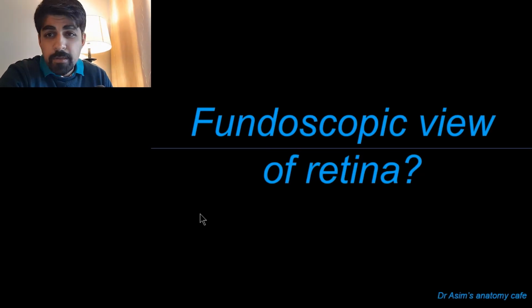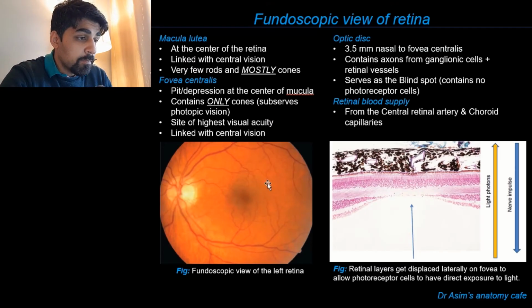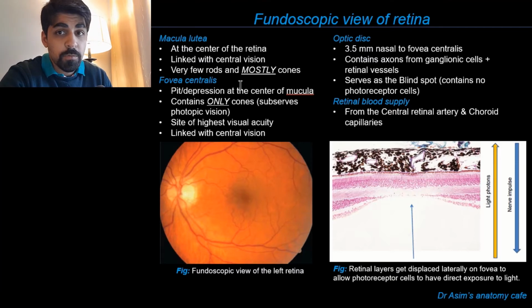So how does the retina look in real life when we do a fundoscopy? Now, this is an image of the fundoscopic view of the human retina of the left eye. This region in the center of the retina is called the macula or the macula lutea. This is linked with the central vision, and there are very few rods but mostly cones present here.